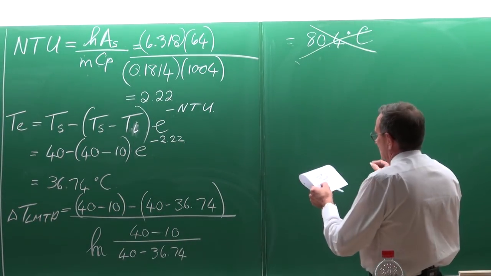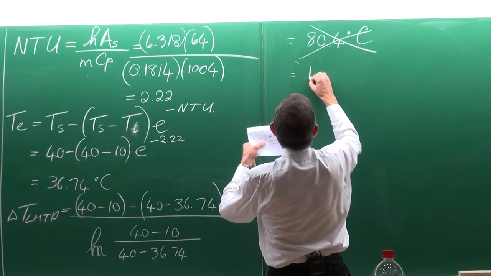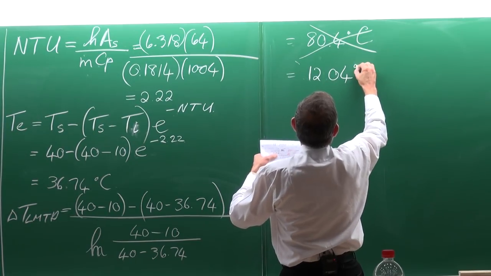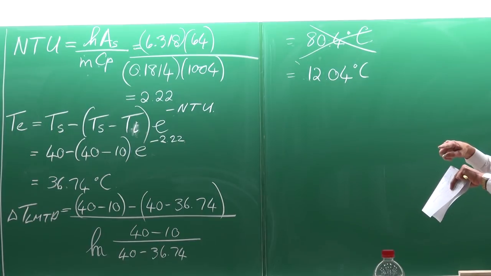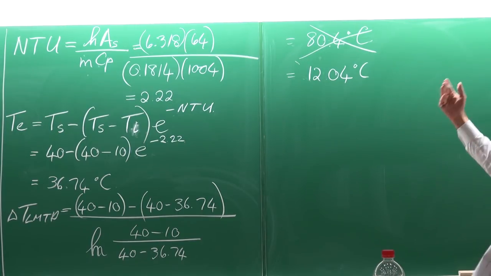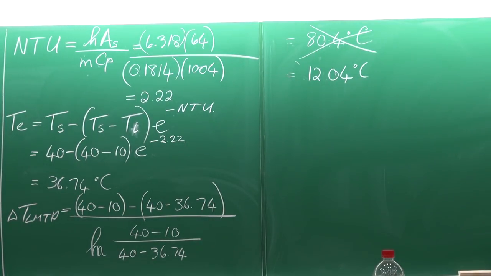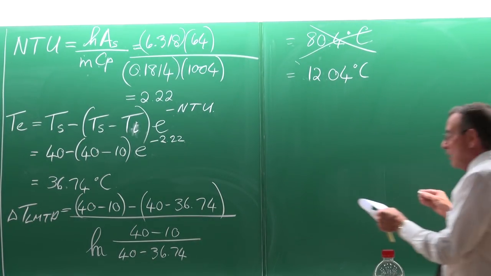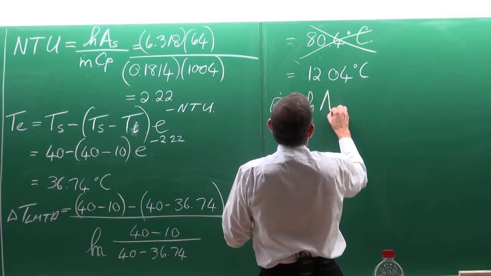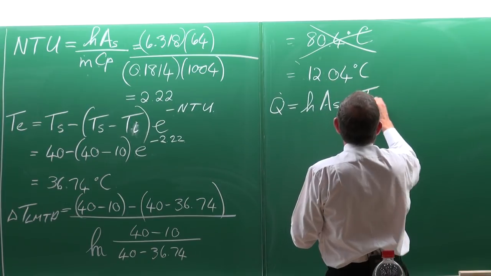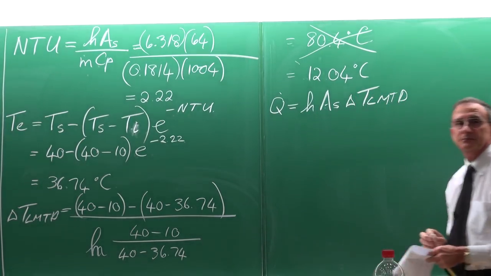So it's not possible. It is equal to 12.04. In the inlet it is 30, and then it ends up with about 3. So it should be somewhere between 30 and 3. And now we can say the heat transfer rate is equal to the heat transfer coefficient, the surface area multiplied by the log mean temperature difference, the LMTD.